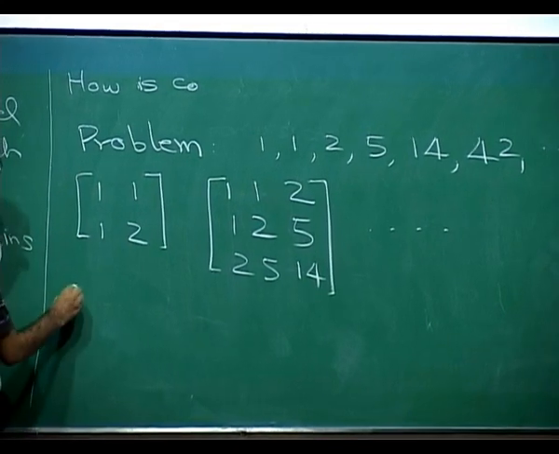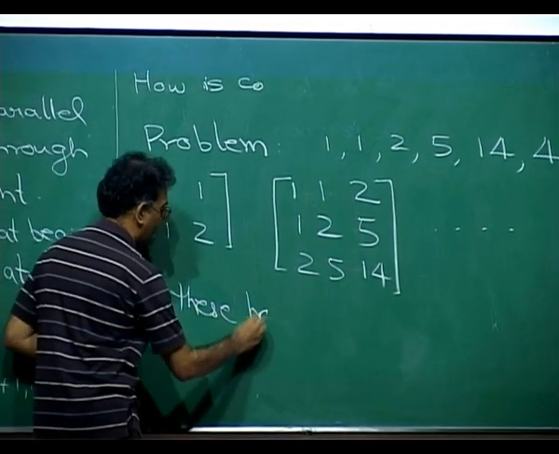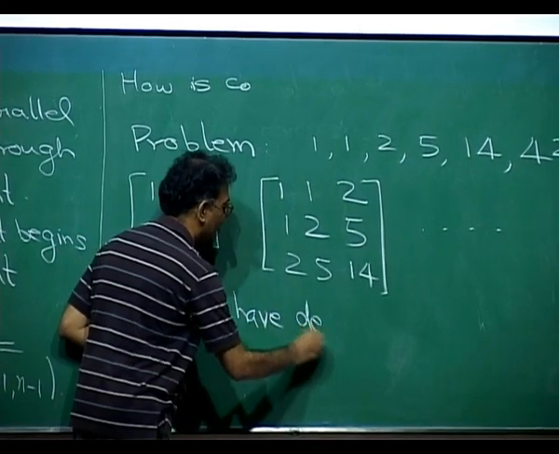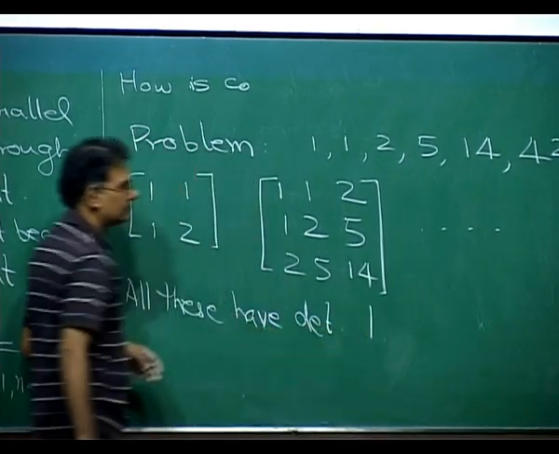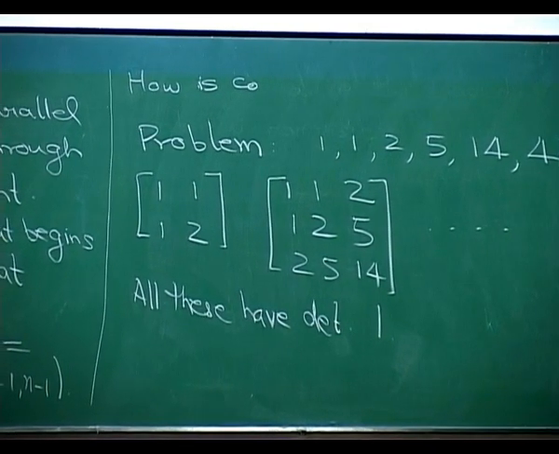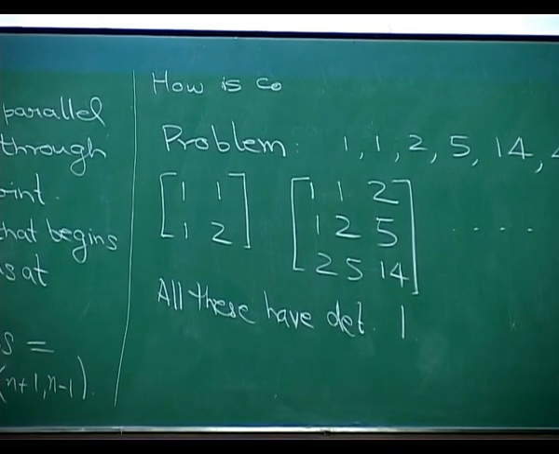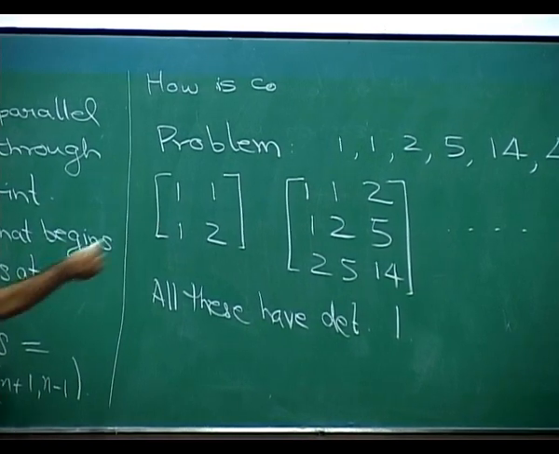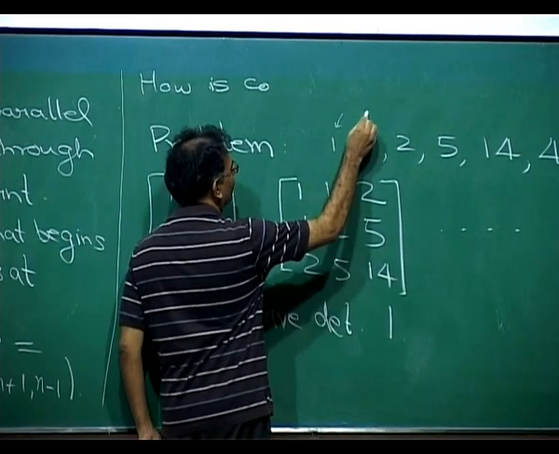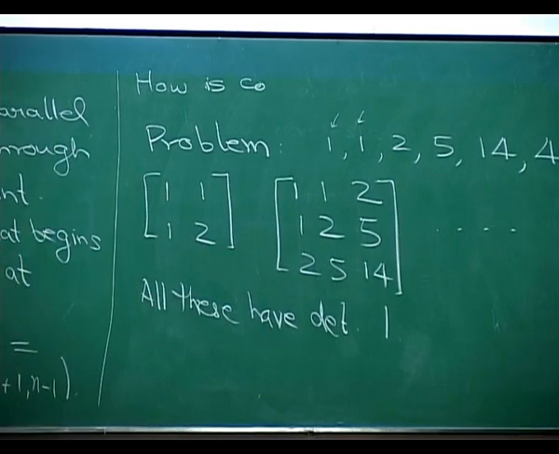And the problem is, all these matrices have determinant 1. It's quite amazing. You calculate the determinant of any of these matrices, all of these have determinant 1. And in fact, that's almost a characterization of that sequence uniquely, provided you set the first two to be 1, and then if you have any sequence which satisfies this condition, it must be only this Catalan sequence.